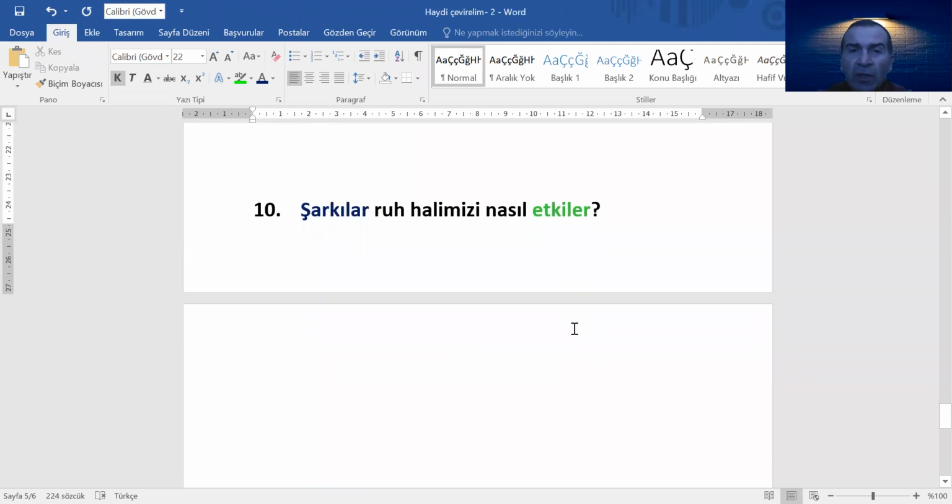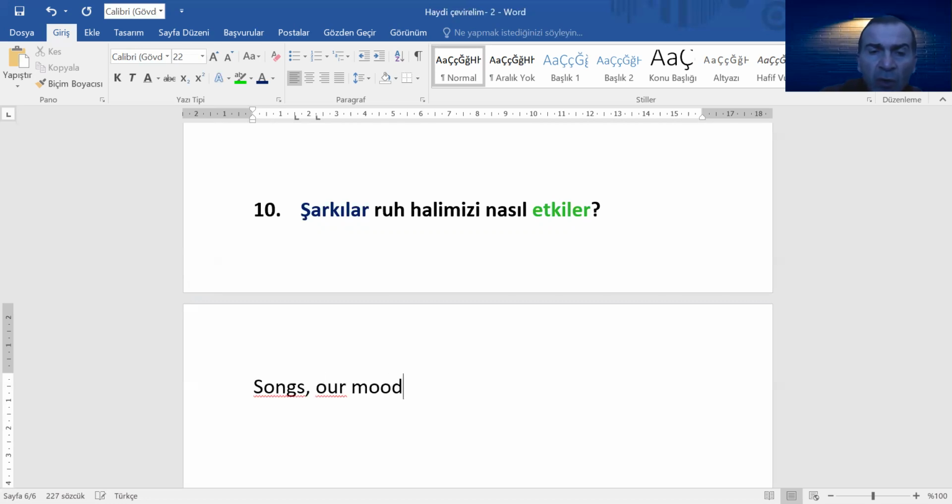Son cümlemiz yine bir soru cümlesi. Şarkılar ruh halimizi nasıl etkiler? Şarkılar, songs. Ruh halimiz, our moods. Nasıl? Ha, etkiler, impact. O zaman önce bir olumlu cümle yazalım biz. Yani şuraya artı artı diyelim. Yani soru yapmıyorum şu an. Yani şarkılar ruh halimizi etkiler yazmaya çalışacağım.